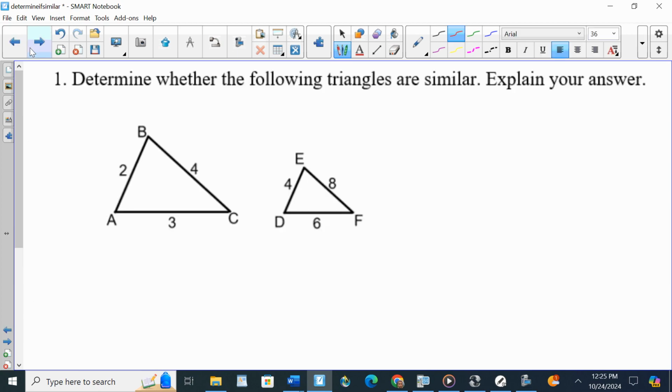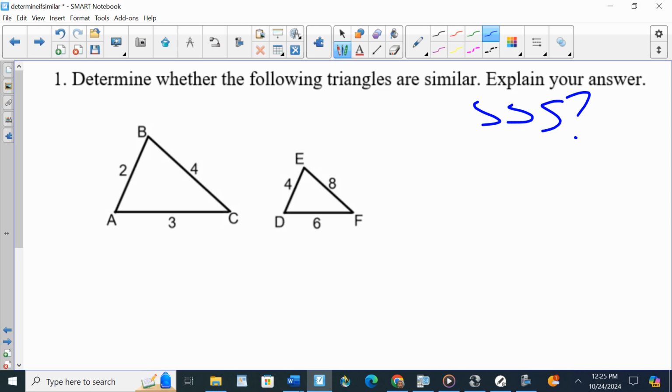So let's get into a few examples. Determine whether the following triangles are similar. Well, based on the information they gave me, the only possible method could be SSS, three pairs of corresponding sides are in proportion, because they're not giving me anything with angles. So, to determine whether or not it is SSS, I need to determine if the sides are in proportion. To do that, I put the corresponding sides on top of each other.